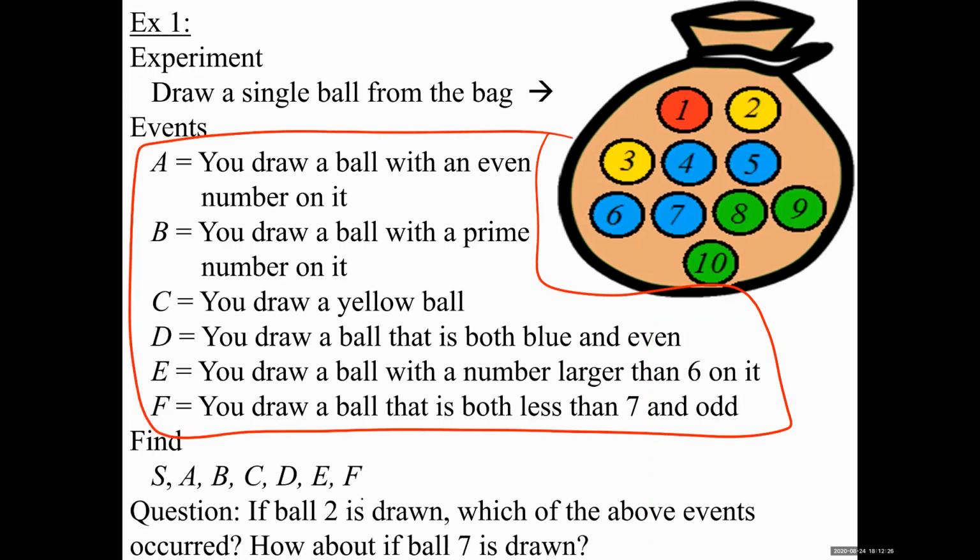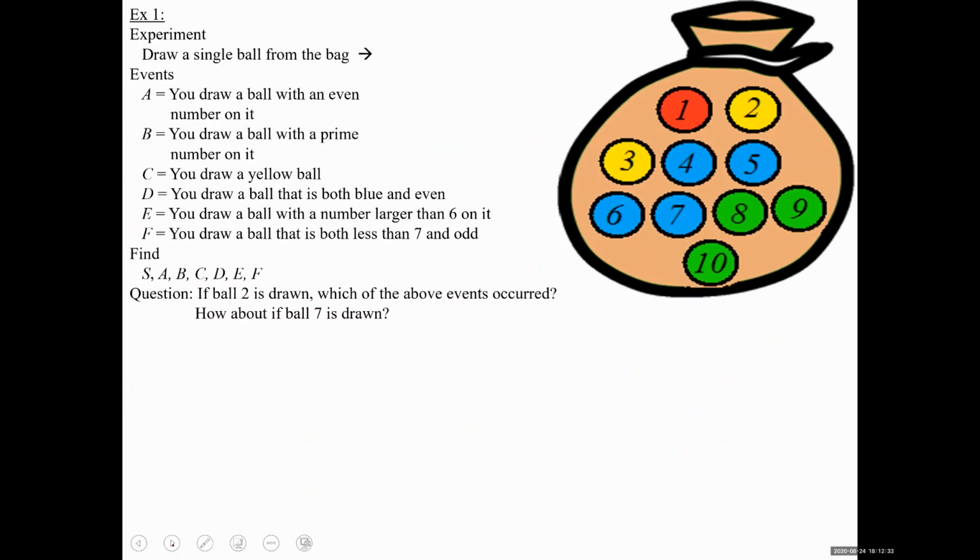And it says find all these things. So we have to find a bunch of events and stuff, and then we'll answer the question at the end. Let me make this smaller so we can do it. Okay, so let's start with S. Remember what S is? It's the sample space. You have to list all possible outcomes.